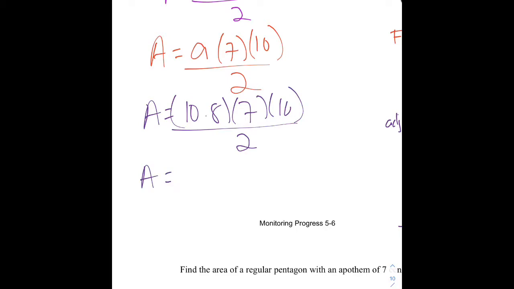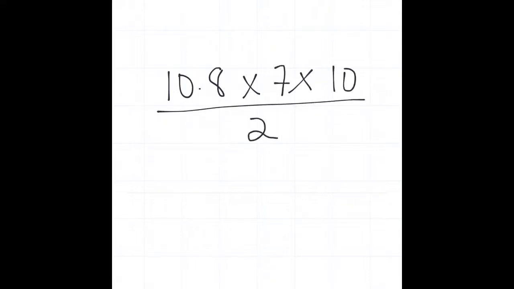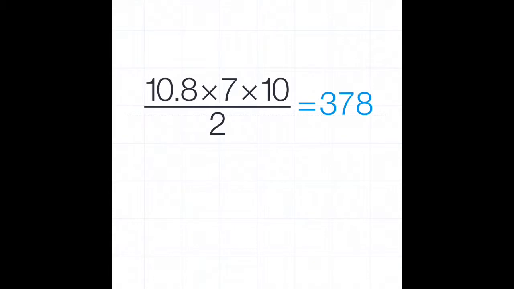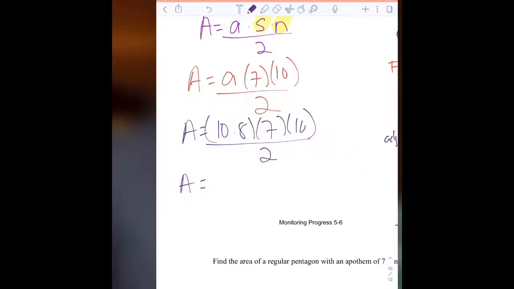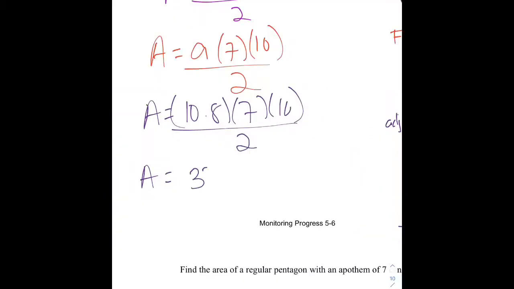And if I take 10.8 times 7 times 10 divided by 2, we get that the area is 378. And because they did not give me any units, it would just be 378 square units. All right, let's do another one.